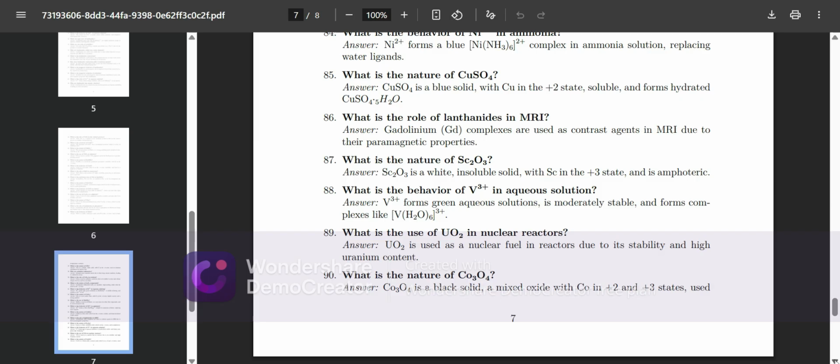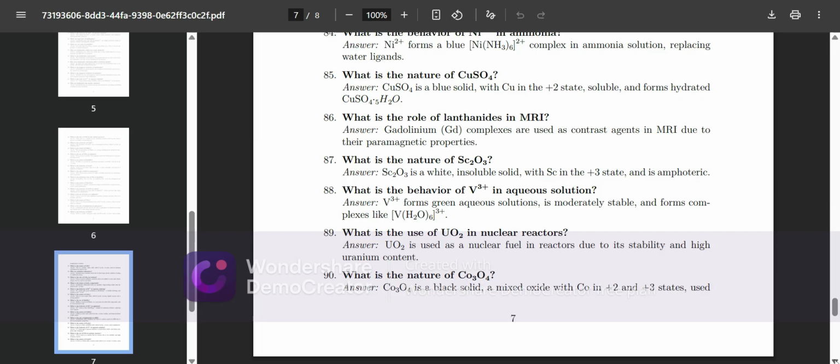What is the role of lanthanides in MRI? Gadolinium (Gd) complexes are used as contrast agents in MRI due to their paramagnetic properties. What is the nature of Sc2O3? Sc2O3 is a white, insoluble solid with scandium in the +3 state and is amphoteric.